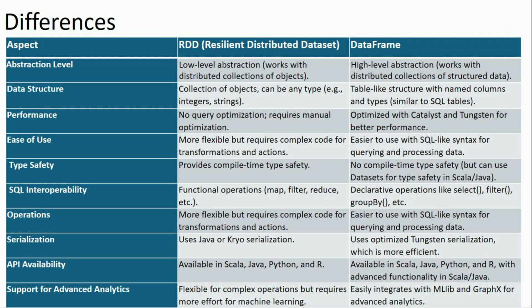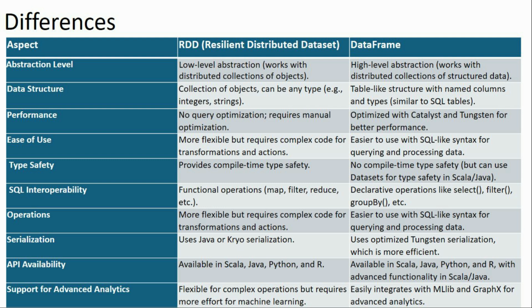DataFrames use an optimized binary format, Tungsten off-heap memory, to represent the data. This reduces serialization overhead and boosts performance. DataFrames also have a much better memory representation, resulting in reduced CPU and memory usage.